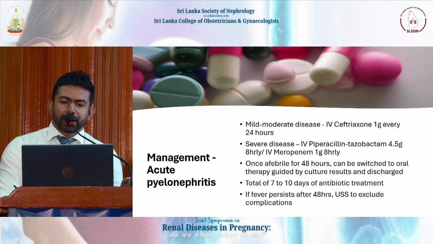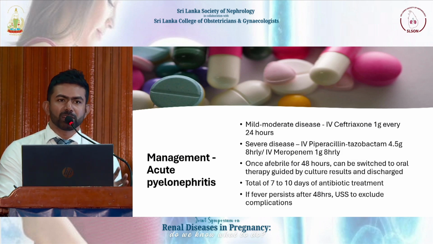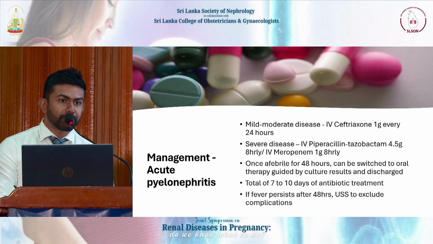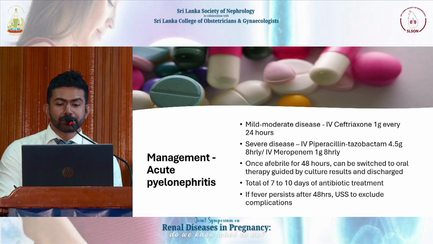Antibiotic-wise, for pyelonephritis the first choice is a cephalosporin. Ceftriaxone is a good choice for mild to moderate disease. But if the patient is in septic shock, the recommended antibiotic is piperacillin-tazobactam or meropenem, because it covers ESBL. You can give IV antibiotics up to 48 hours and then convert to oral if the patient is getting better, if the fever is settling. The usual duration of antibiotics is 7 to 10 days.